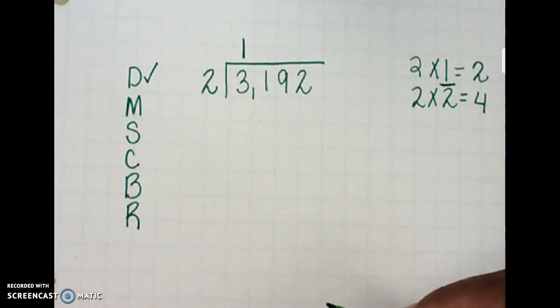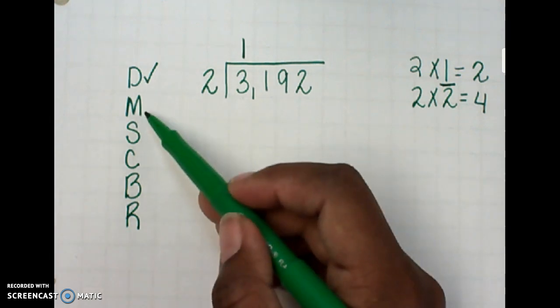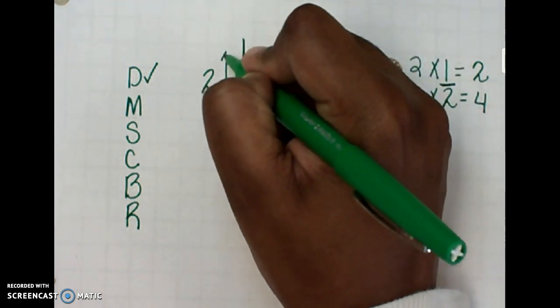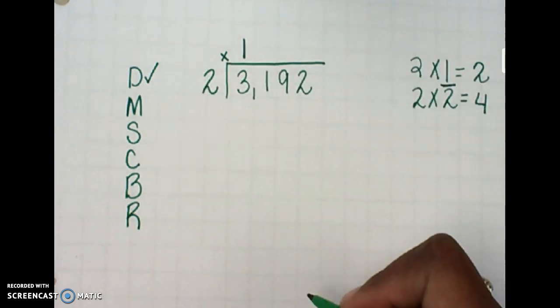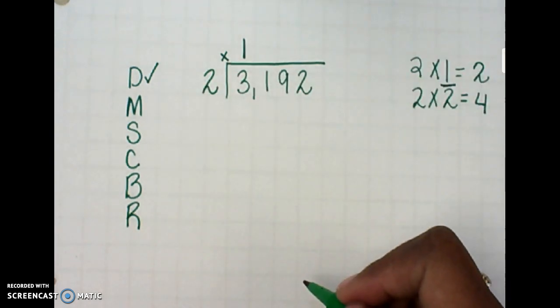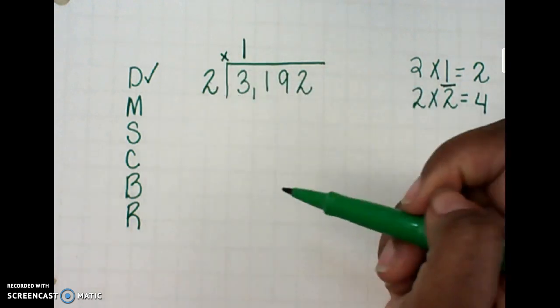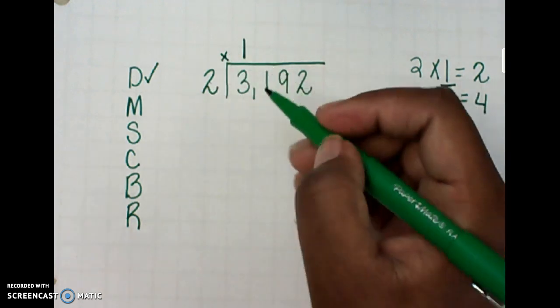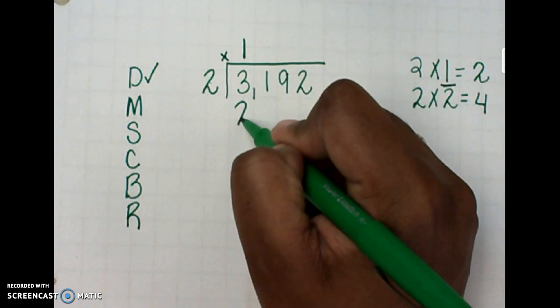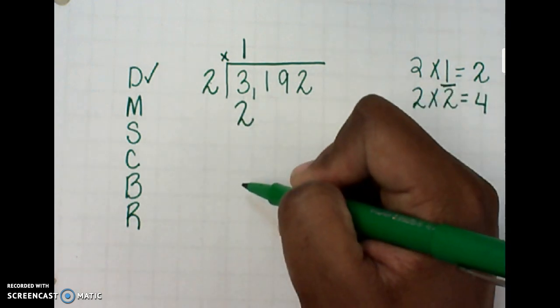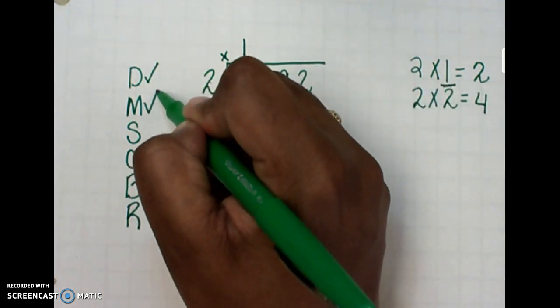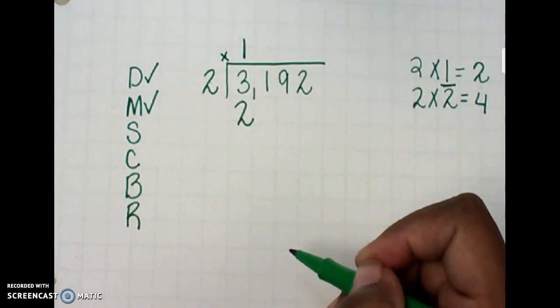Now I am ready to multiply. Put your times or your multiplication sign in the corner, and we're going to multiply. 1 times 2 is 2, and that 2 goes directly underneath my 3, and I'm going to check M for multiply.